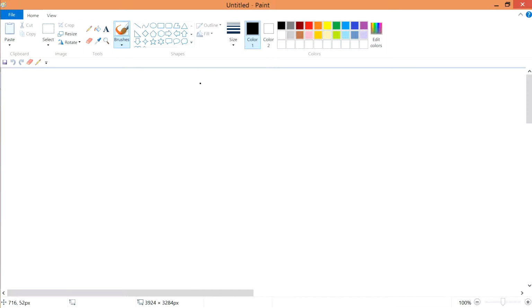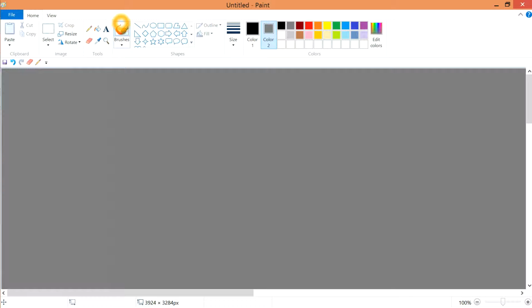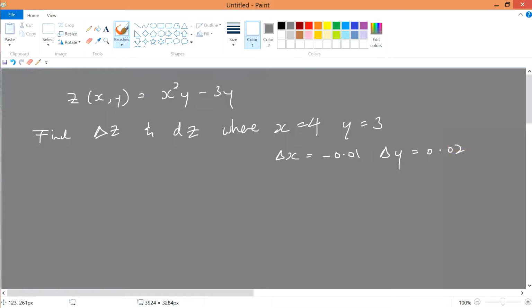Total differentiation is something that deals with the correctness and/or the exactness of an answer of a function. So what do I mean by it? Take a function z equals x squared y minus 2. Find delta z and dz, where x is equal to 4, y is equal to 3, and delta x and delta y are these values.